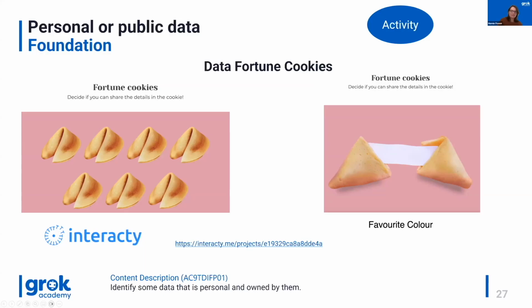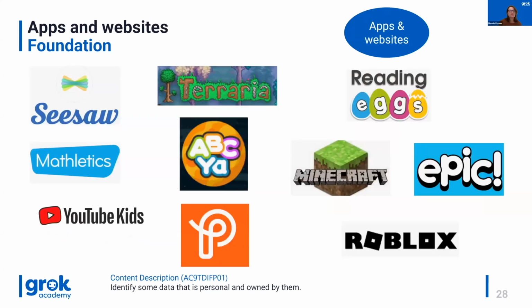And the next activity is about apps and websites used at this age. So this is just a slide with different programs that students this age might have encountered, such as school-based ones like Reading Eggs, Mathletics, Seesaw, but also Minecraft and Roblox and other apps or websites that they might use outside of school. So they're a good starting point to open a discussion on how they use them.